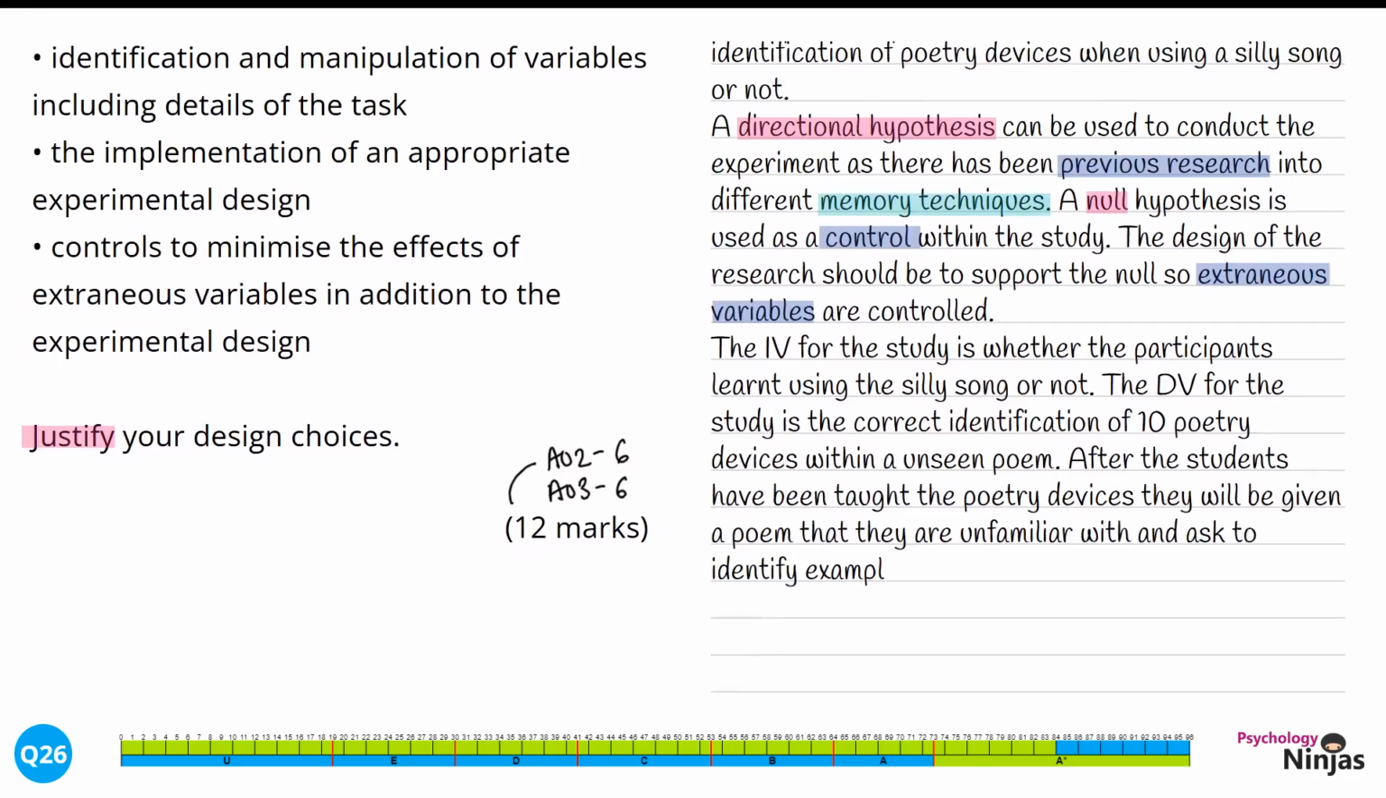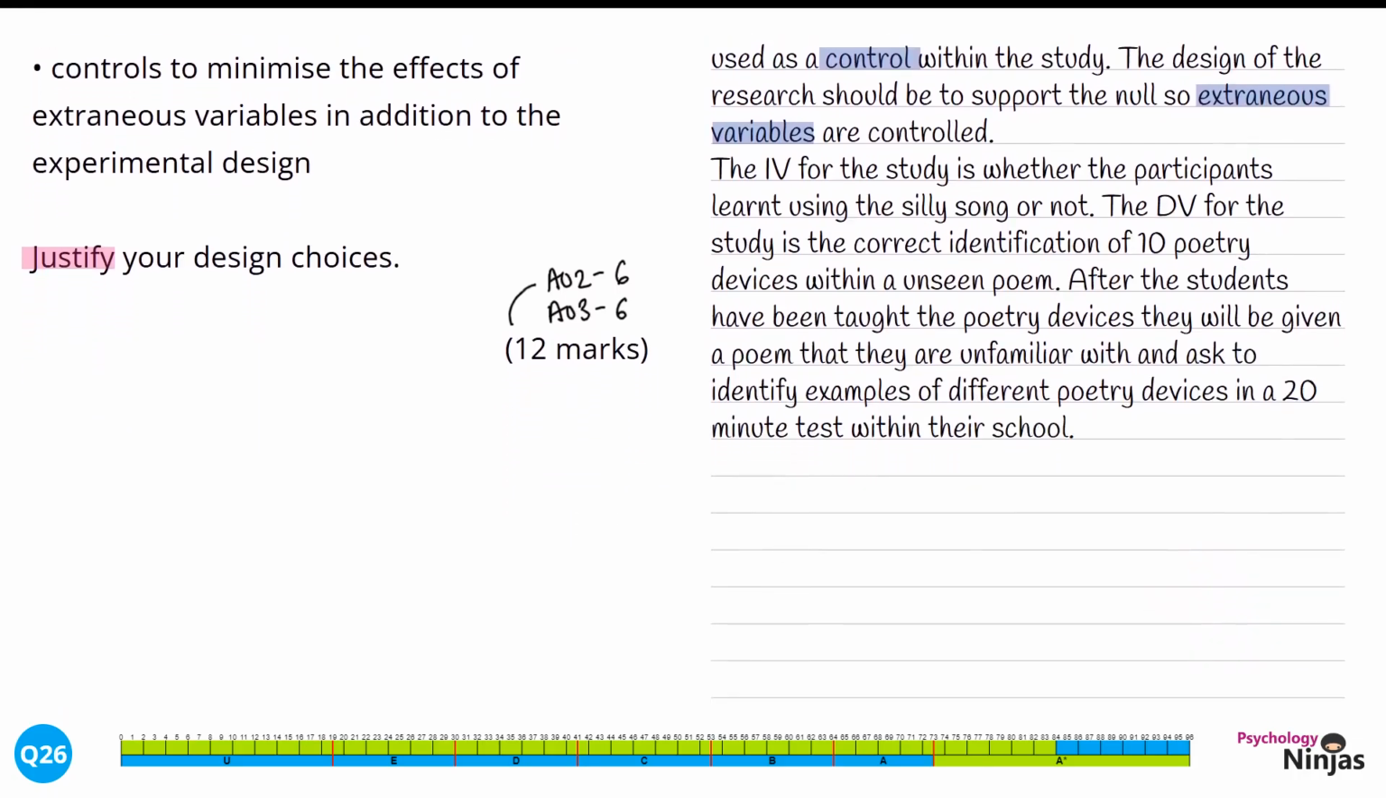The IV for the study is whether the participants learnt using the silly song or not. The DV for the study is the correct identification of 10 poetry devices within an unseen poem. After the students have been taught the poetry devices, they will be given a poem that they are unfamiliar with and asked to identify examples of different poetry devices in a 20-minute test within their school.